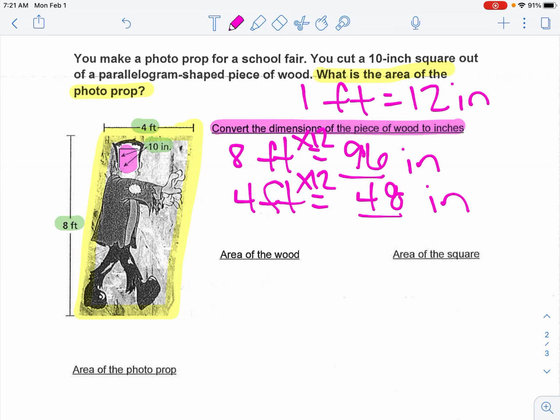Okay, so what I'm going to do over here, I'm going back over to the prop. Where it says 8 feet, below that, I'm going to write 96 inches. And for the base, where it says 4 feet, above that, I'm going to write 48 inches. So I know that those two values are equal to each other.